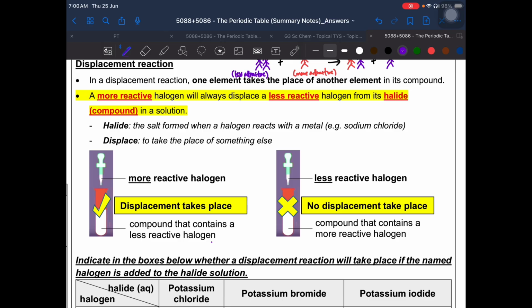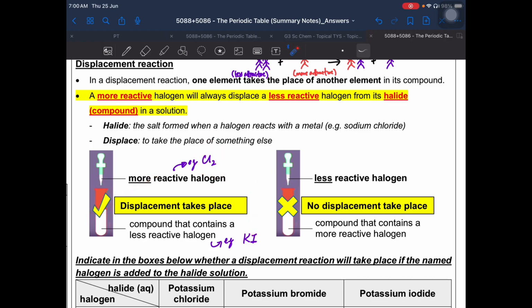Let's say this is maybe KI, potassium iodide, and then this more reactive halogen. Let's give an example. Say it is chlorine, right? If chlorine is more reactive than the iodine, because this is a couple, right? This is in a compound KI. Chlorine will displace the iodine, and then you form a new compound.